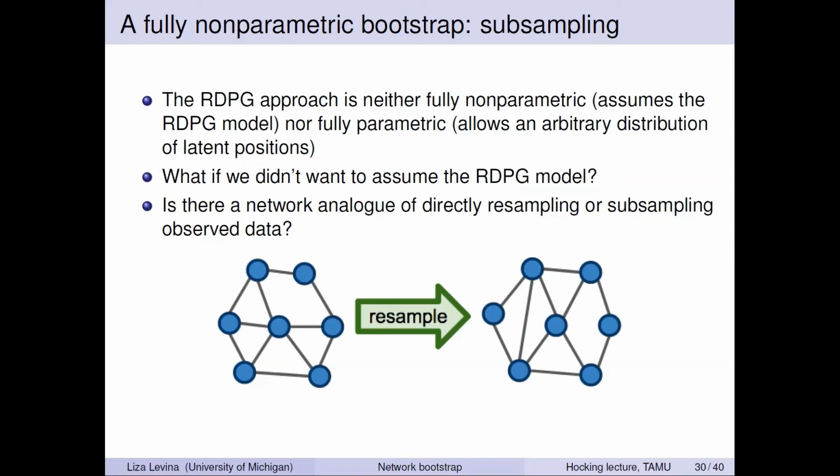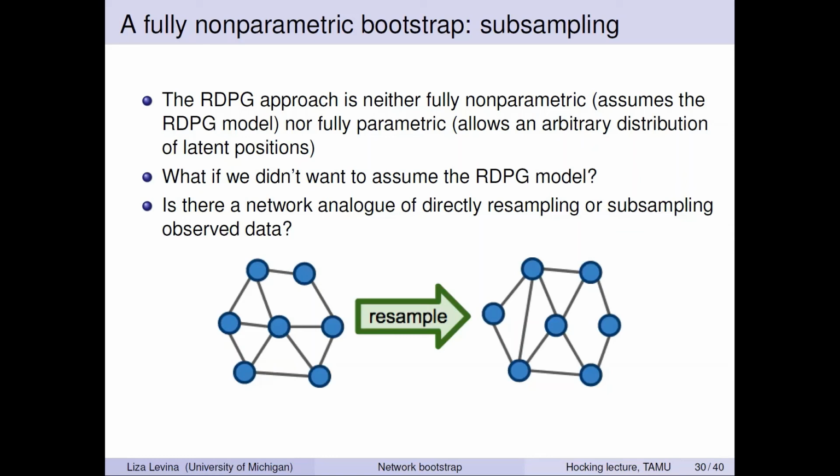And this is going fully non-parametric. Because the latent variable approach, well, it's kind of neither, right? It's not fully non-parametric because I assume the RDPG model, which not everybody likes, not everybody wants to believe that their network is an RDPG. But it's also not fully parametric because I did do an empirical CDF of the latent position. So I didn't fit any parametric distribution there. So it's something in between.